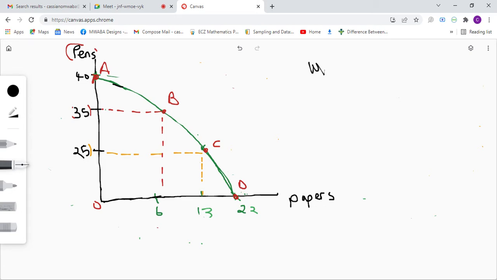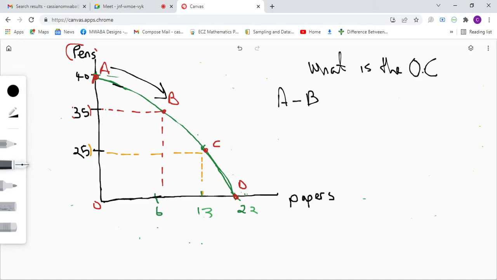Okay, so let's start by first calculating the opportunity cost. What is the opportunity cost, which I'll abbreviate as OC, from point A to point B? So we're going to say here A to B.